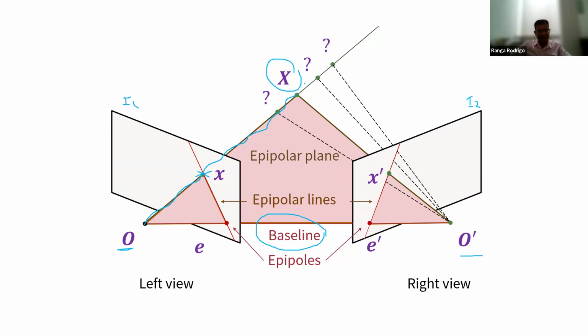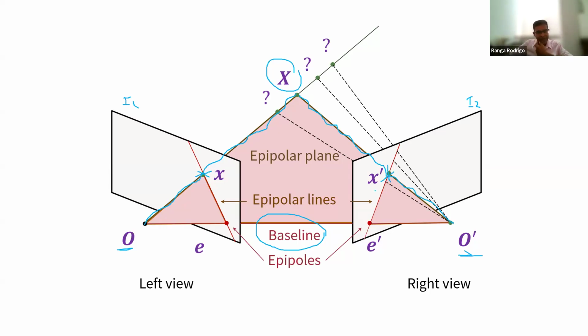So if you know capital X, and you want to make an image on the second camera O prime, you draw a light ray from that 3D point X, cutting the image plane to the center of the second camera. So it cuts the image plane right here, that is the image.